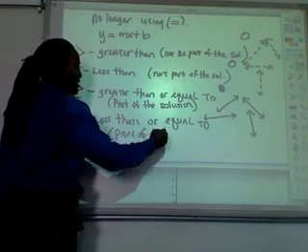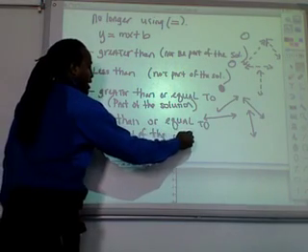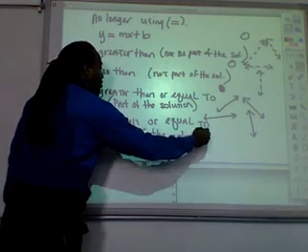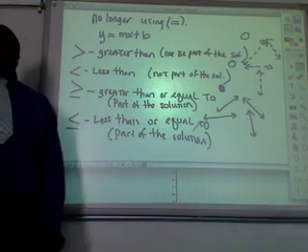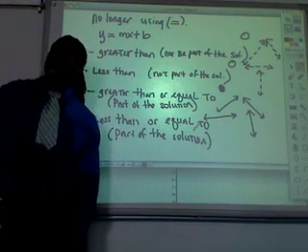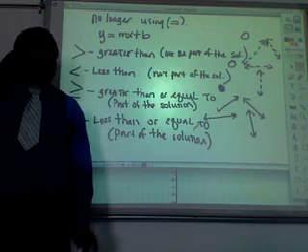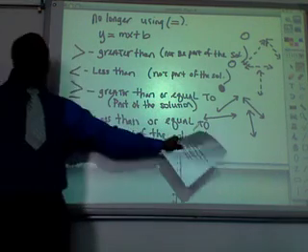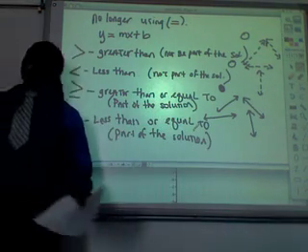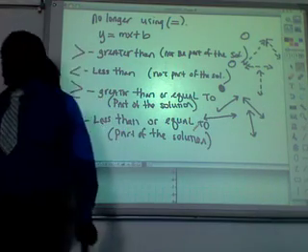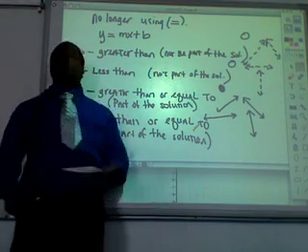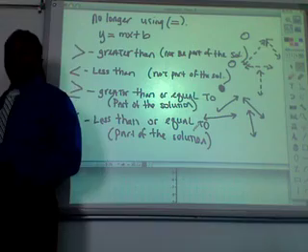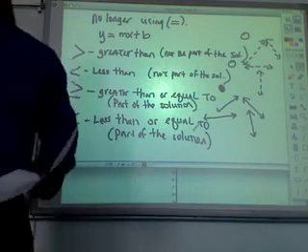Part of the solution means that if it's greater than or equal to, I want everything bigger than this number and what? Including the number. If it is less than or equal to, I want everything less than this number and what? Including the number. That's what part of the solution is. Are we clear on that? Yes. Questions?